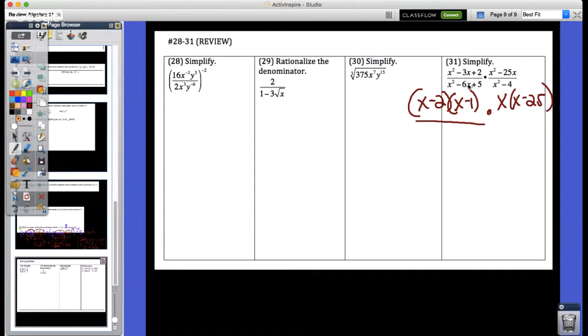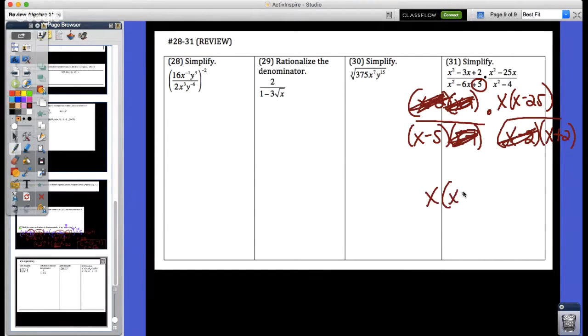I went too quick. Two numbers multiplied equal 5, added equal -6. That should be not 3 and 2 because it can't multiply to equal 5. That was in my head. Should be x minus 5, x minus 1. That looks a lot better. And then we have x minus 2 times x plus 2. That probably looks better to where I could cancel here, here, here, and here. There we go. And we get x times x minus 25 all over x minus 5 and x plus 2.